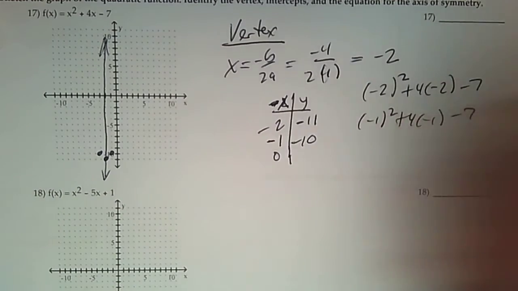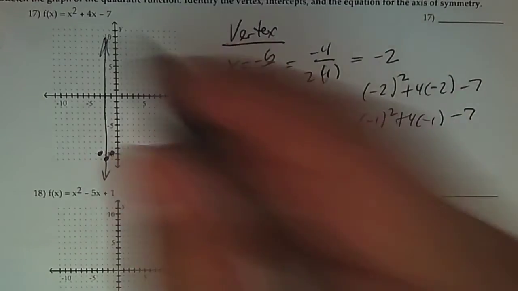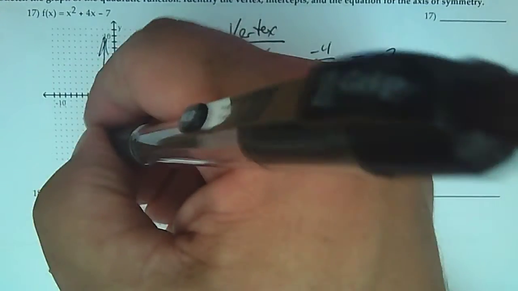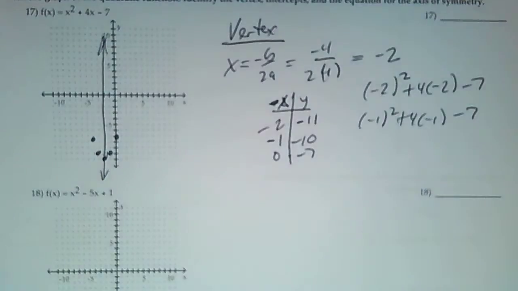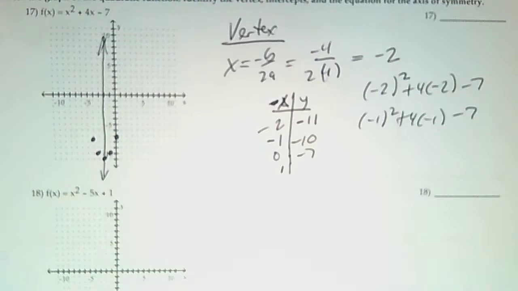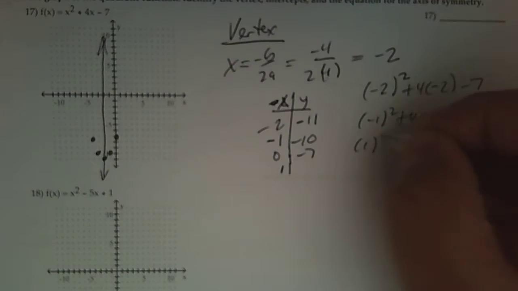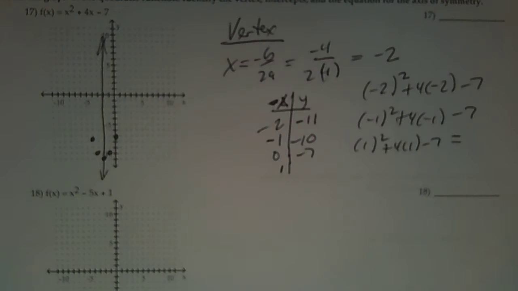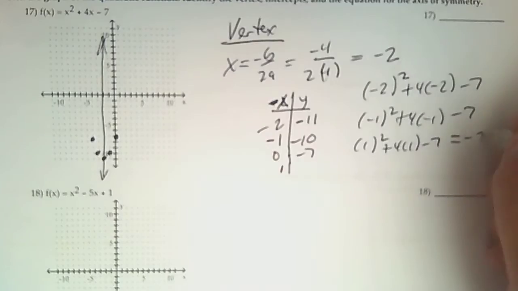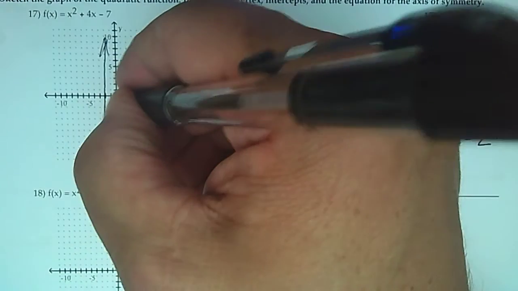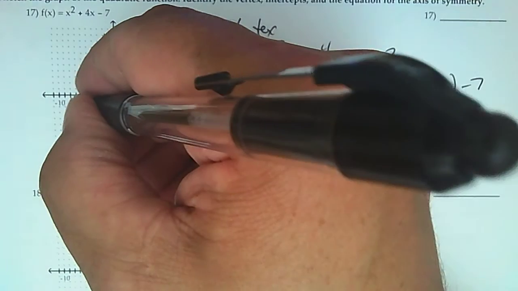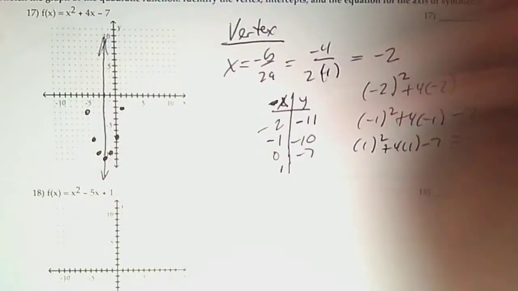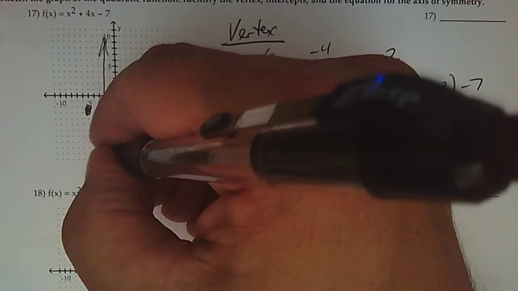Plug in 0. That should be simple. If you plug in 0, you're just left with -7. And reflect over. You can keep adding points if you want. +1. It's good practice. So that is 1 plus 4. That's 5 take away 7. That's -2. Oops, a little higher. And then that's plenty. Get the idea of the direction of it.